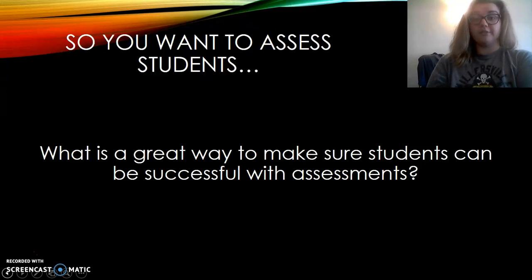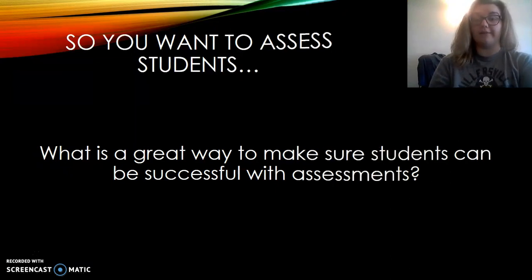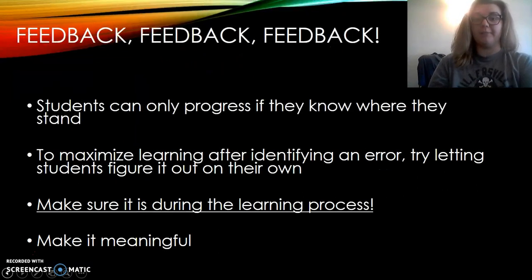So you want to assess your students, and what is a great way to make sure that students can be successful with the assessment that you give? How can they show their understanding overall and do so in an effective way? Provide them with feedback. Students can only make progress if they know where they stand, and that's where the feedback comes in. Make sure you are giving them that feedback during the learning process and you're making it meaningful and effective towards their understanding.